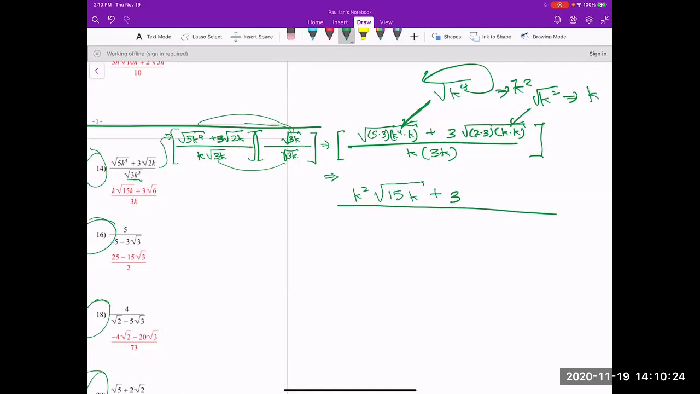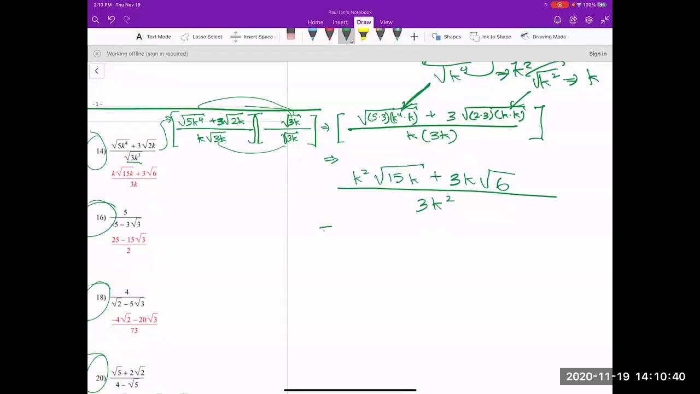Okay, and it's out of the radical. So now it's 3k, and then you only have 2 times 3, which is 6, yeah? And then the bottom, obviously, it just goes like 3k squared. And in this case, there's a k that you can cancel out, right? So that becomes 3 root 15k plus 3 root 6, and the bottom just becomes 3k.